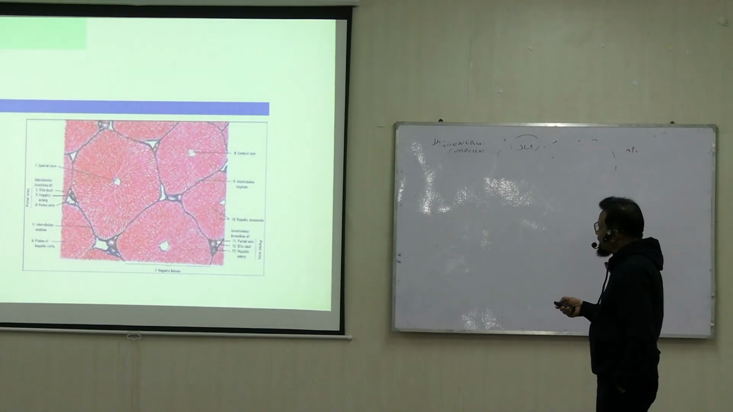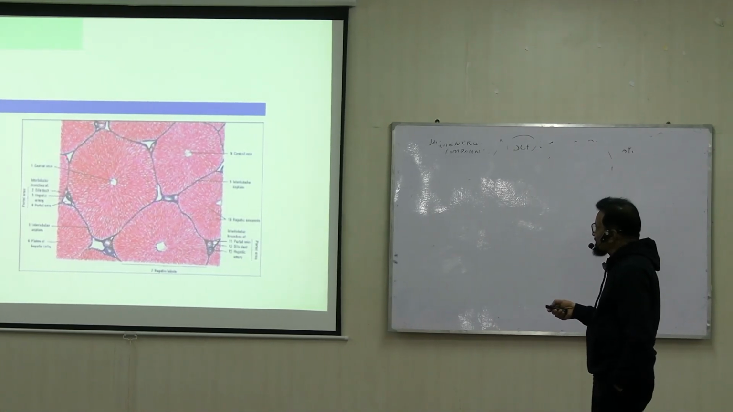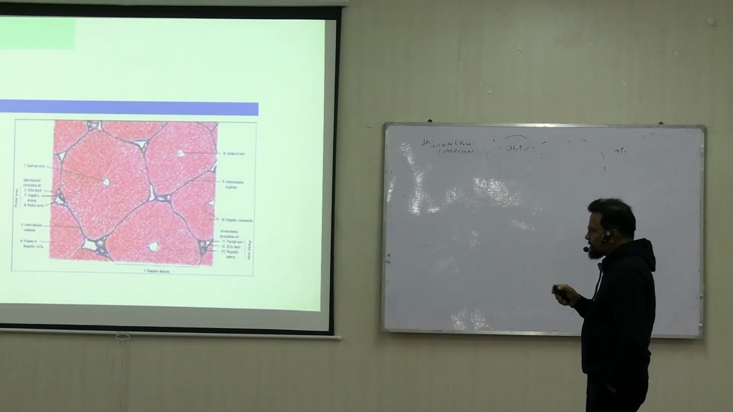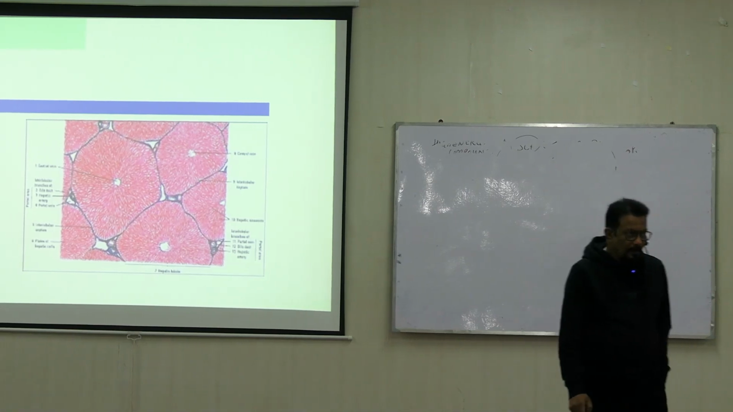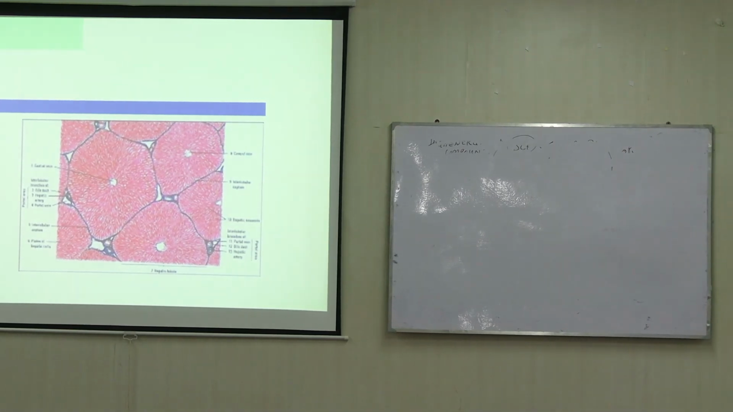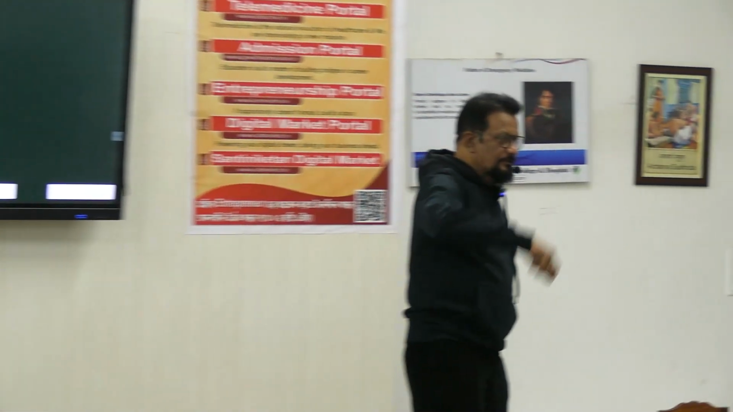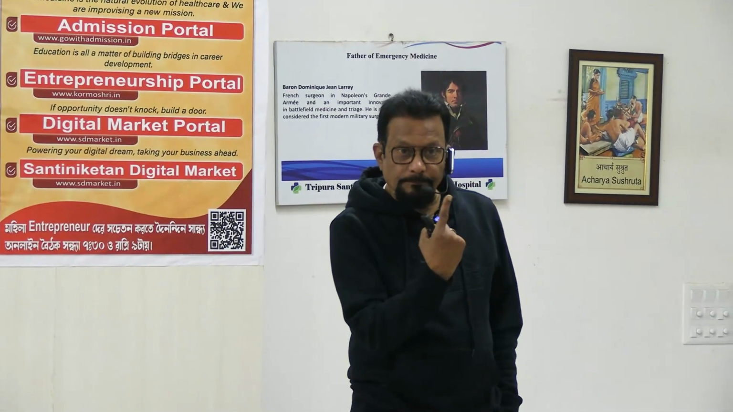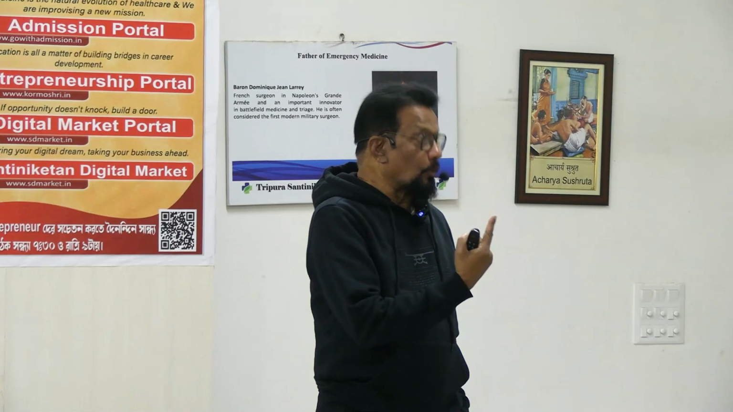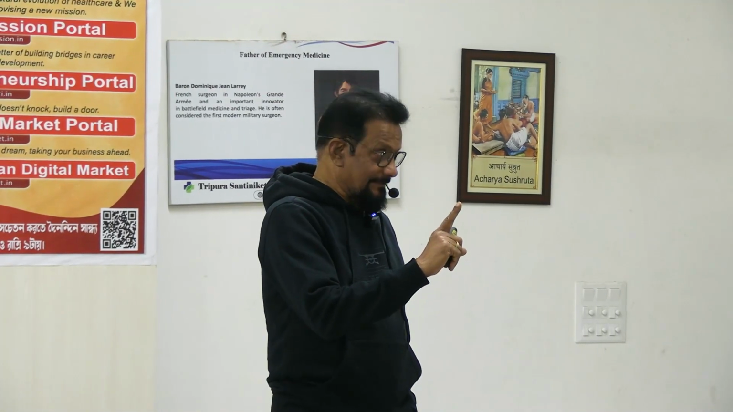Three different vessels are there in each corner. And because of these three vessels, this corner is called triads. And these three vessels are a branch of hepatic artery, a branch of portal vein, and a branch of bile duct.